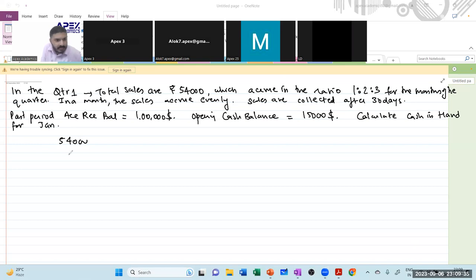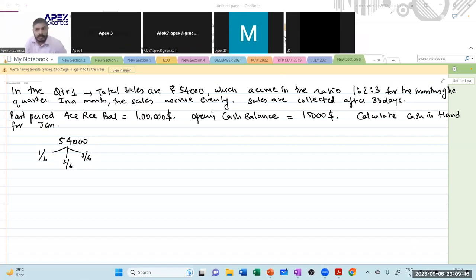54,000 is the total sales of the quarter. That is divided in the ratio 1:2:3. So 1/6, 2/6, 3/6. You have to do 1 + 2 + 3 = 6. So this is written as 1/6, 2/6, and 3/6. Always make sure that the denominators are equal.